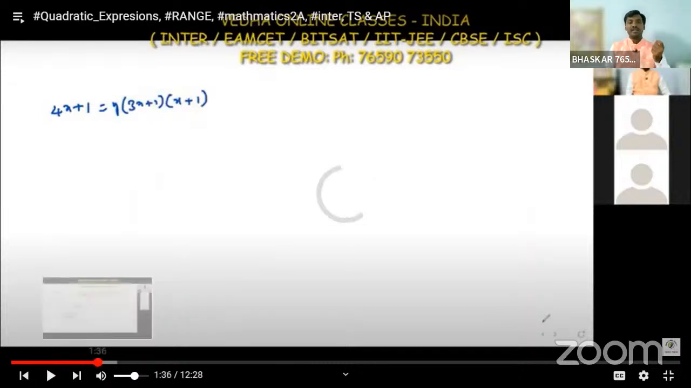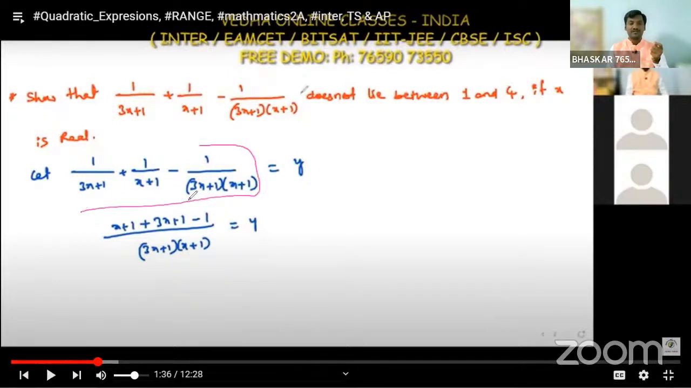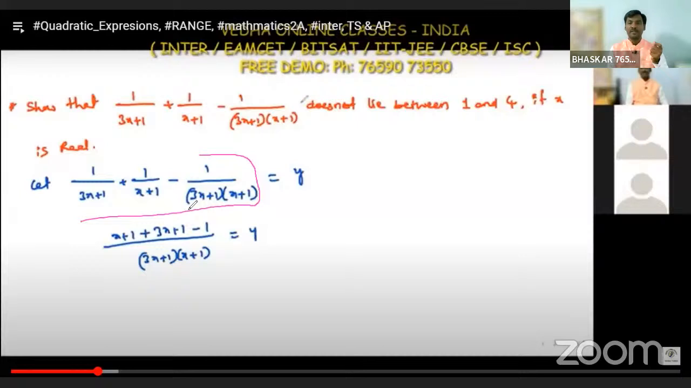Okay, so if you take the other questions, directly we consider it as y and we simplify. But in this question, we have to simplify the given function also. So this is the given function here: 1 divided by 3x plus 1, plus 1 divided by x plus 1, minus 1 divided by (3x plus 1) into (x plus 1), is equal to y.